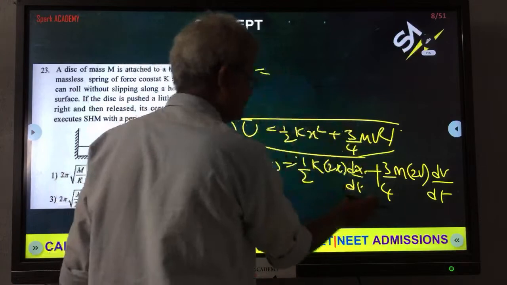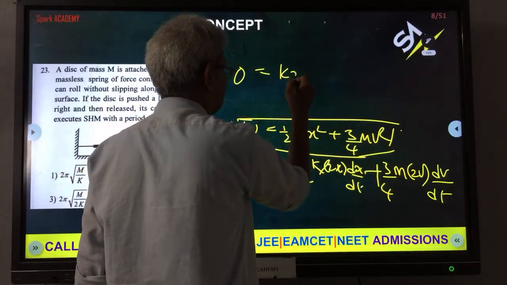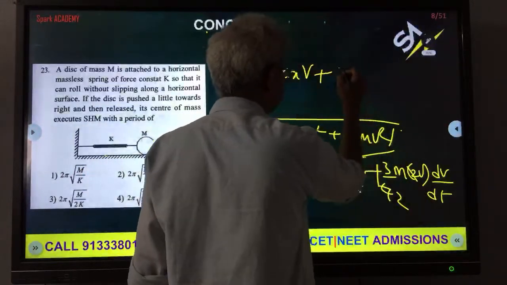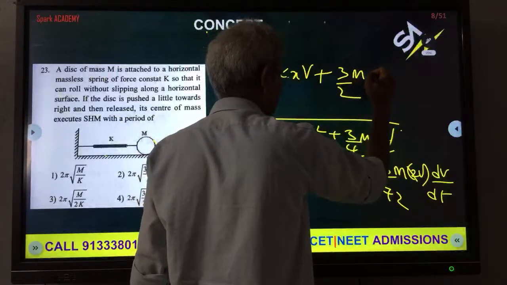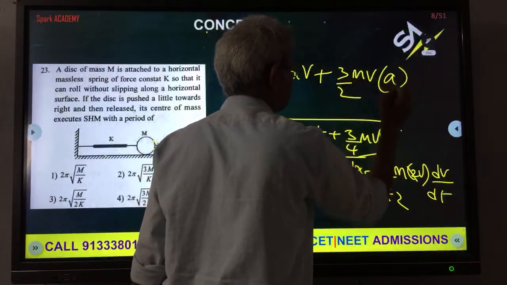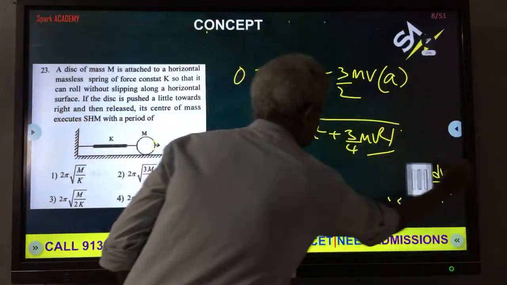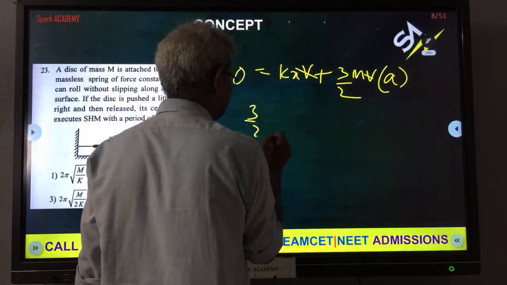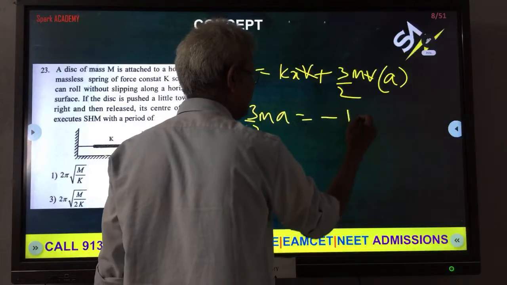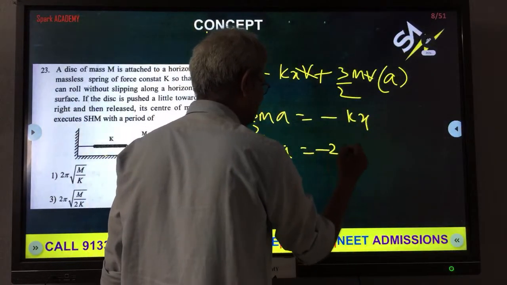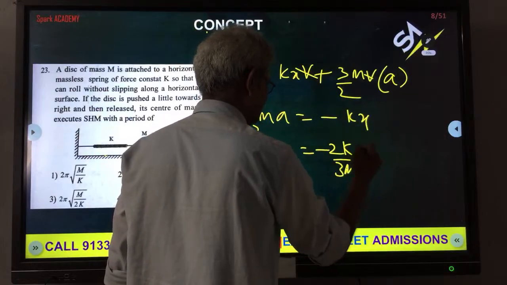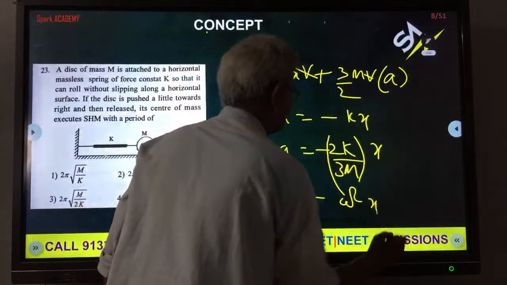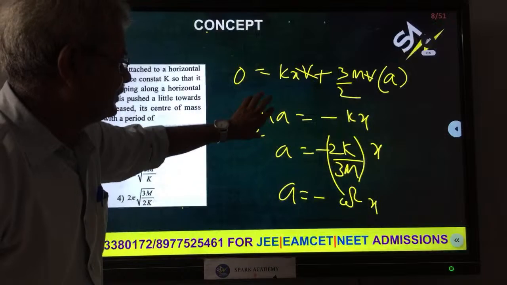So 0 is equal to, 2 gets cancelled, kx into dx by dt, which is v, plus 3 by 2 m v into dv by dt. What is dv by dt? Acceleration. So v gets cancelled. What will we be getting? 3 by 2 m a equals minus kx, so a is equal to minus 2k by 3m into x. This can be compared with minus omega square x.